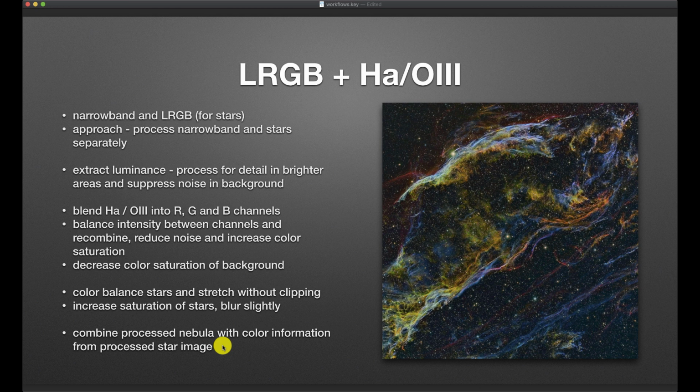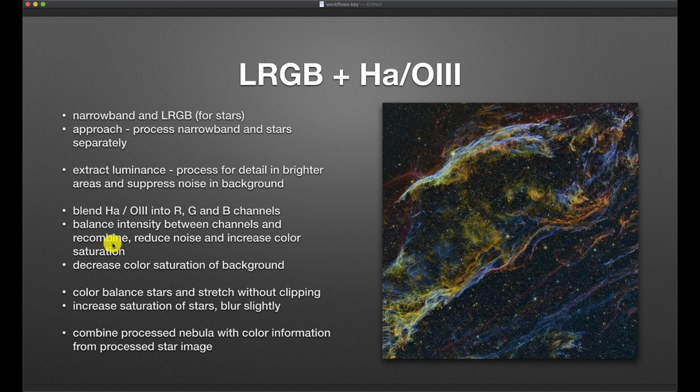So this is part of the Veil Nebula. It's in false colour, and we're processing the narrowband and the LRGB for stars separately as before. And what we're going to do is extract the luminance information from all the narrowband and process it for detail in brighter areas and suppress noise in the background. And then we're going to blend the hydrogen alpha and oxygen, and I think a bit of sulfur, into the red, green and blue channels, and balance the intensity between the channels, and then combine them and blend them so that we get a range of colours, which makes it more interesting.